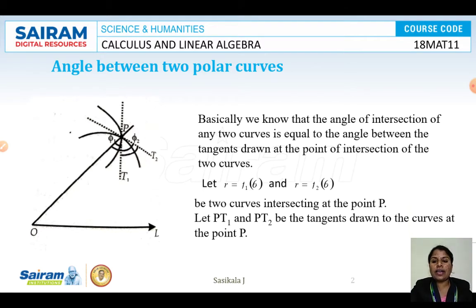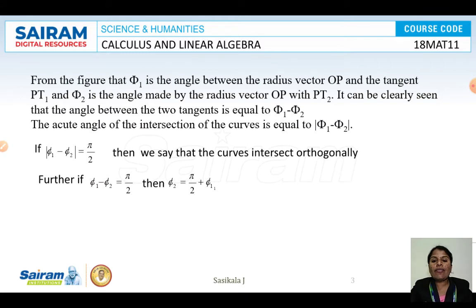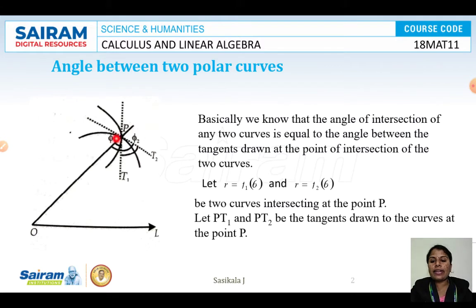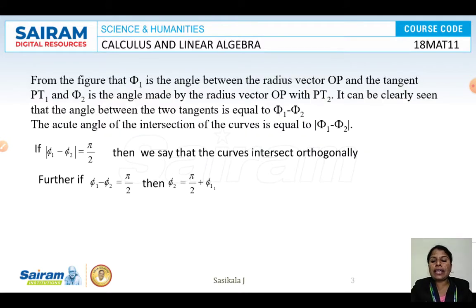Now you can see from the figure that phi 1 is the angle between the radius vector OP and the tangent PT1, and phi 2 is the angle made by the radius vector OP with PT2. It is clearly seen that the angle between the two tangents, as we just explained, is equal to the difference of these two angles, so it is phi 1 minus phi 2. The acute angle of intersection of the curves is equal to the modulus of phi 1 minus phi 2.